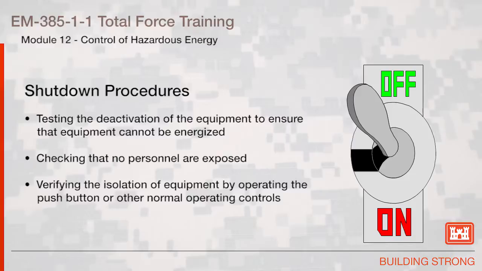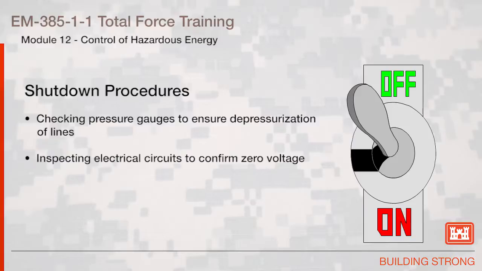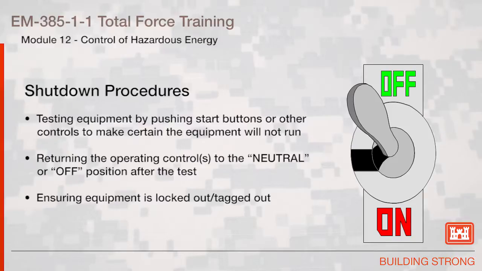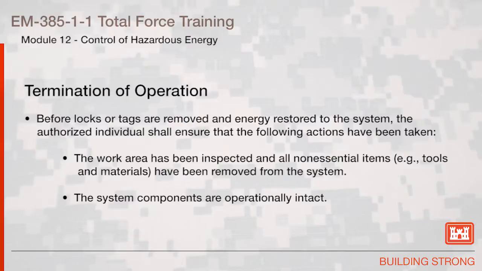Checking that no personnel are exposed. Verify the isolation of equipment by operating the push button or other normal operating controls. Checking pressure gauges to ensure depressurization of lines. Inspecting electrical circuits to confirm zero voltage. Testing equipment by pushing start buttons or other controls to make certain the equipment will not run. Returning the operating controls to neutral or off position after the test, ensuring the equipment is now locked out and tagged out.